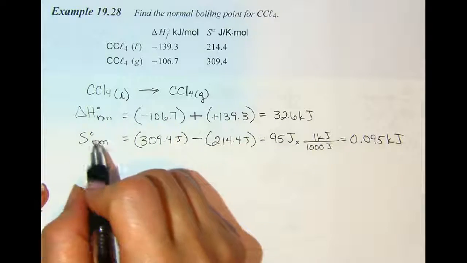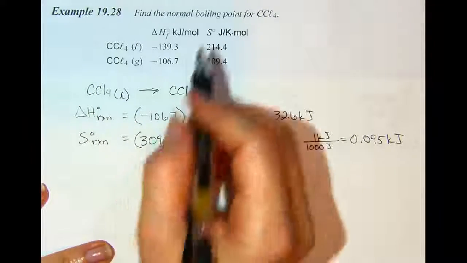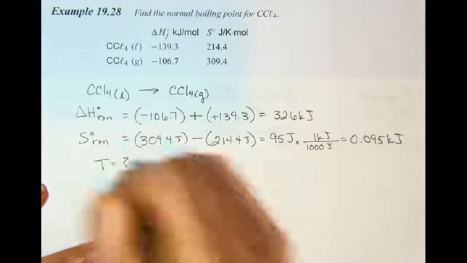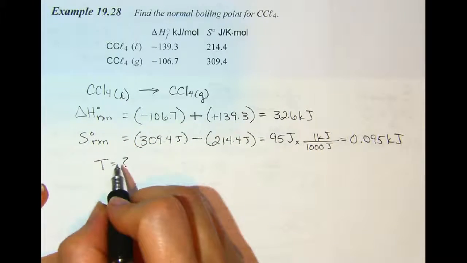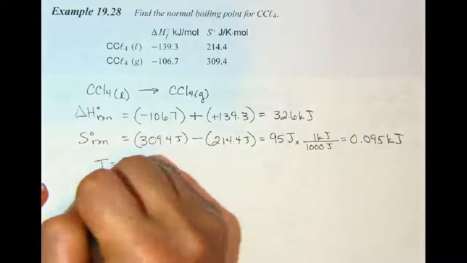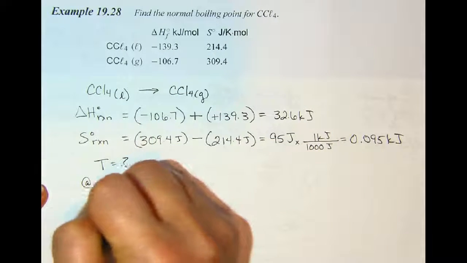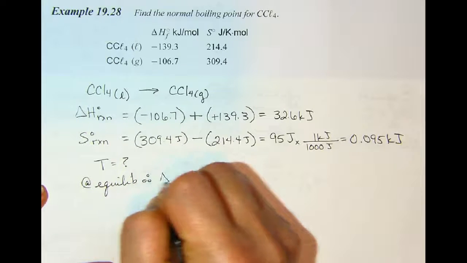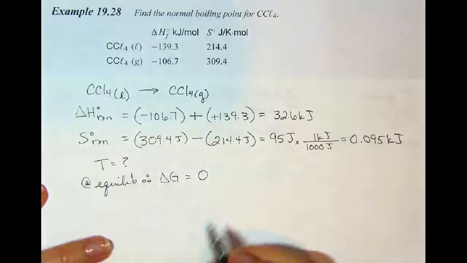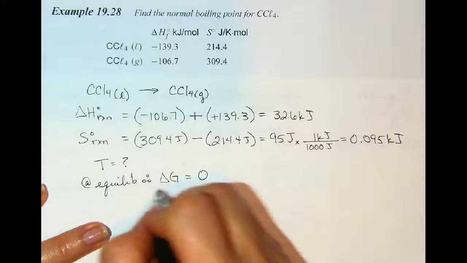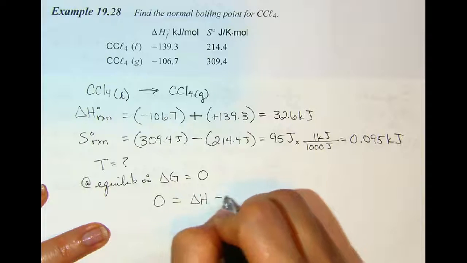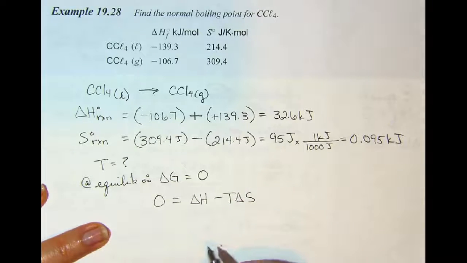So now that I have this information, keep in mind that we're asked to find the normal boiling point, which means what is the temperature going to be when this boils? When it is at its boiling point, it's going to be at equilibrium, which tells you that the delta G is going to be equal to 0. And so we can write our equation as 0 equals the delta H minus the T delta S.